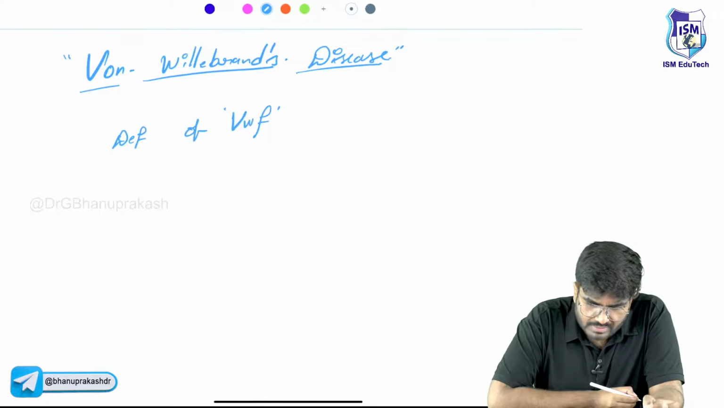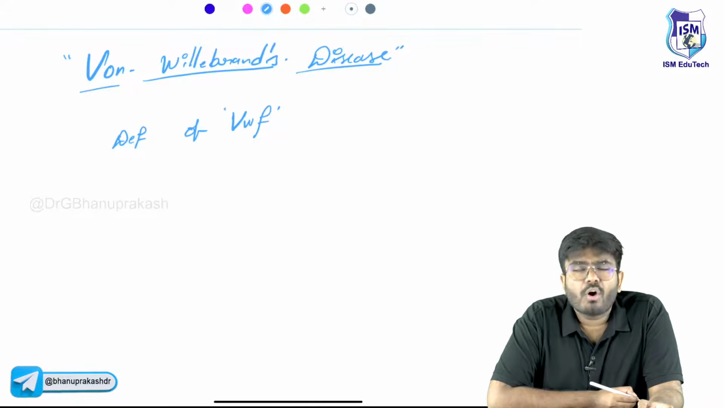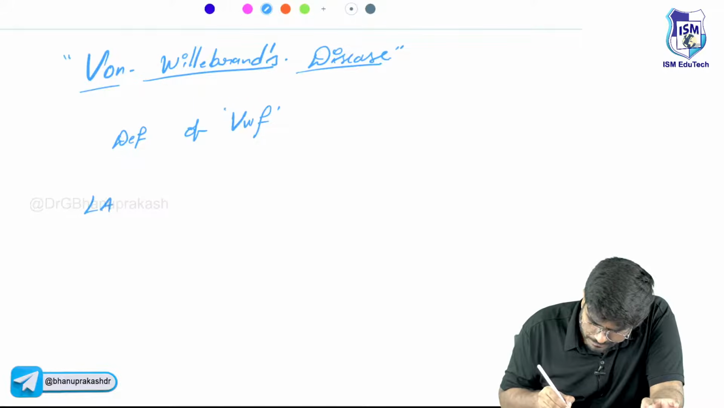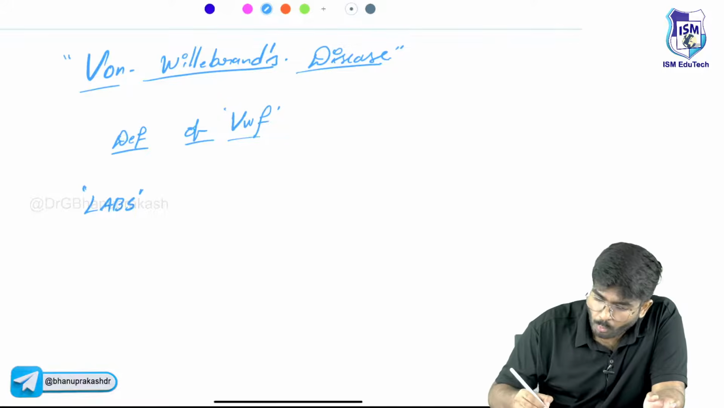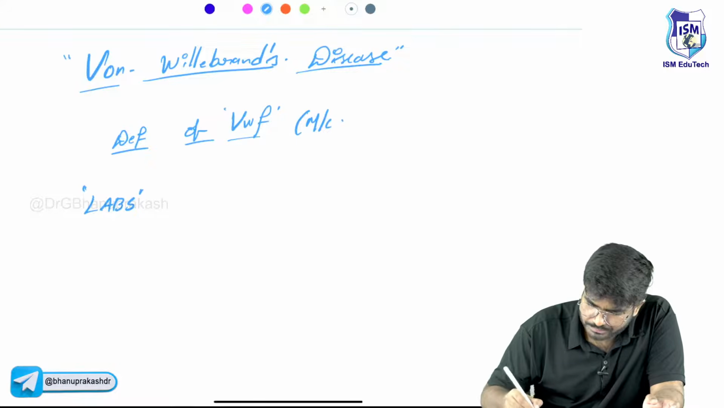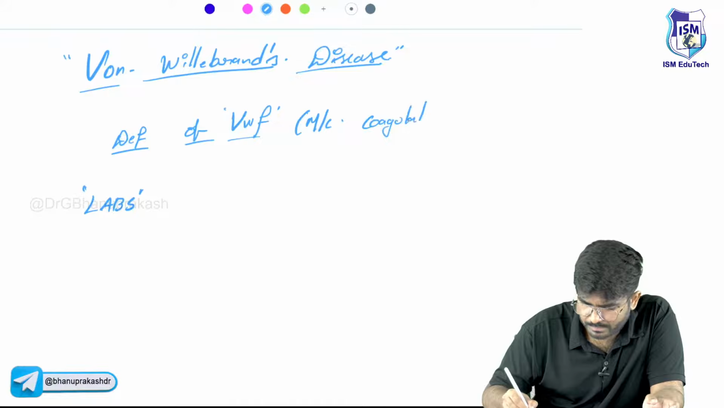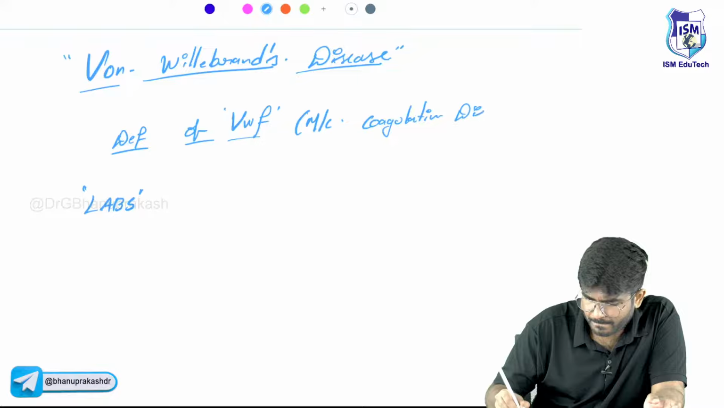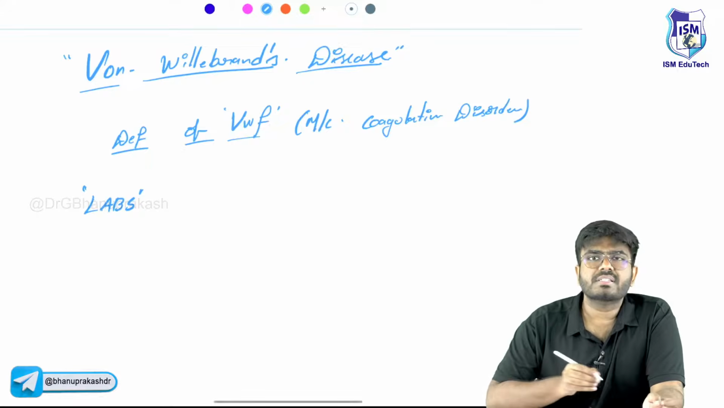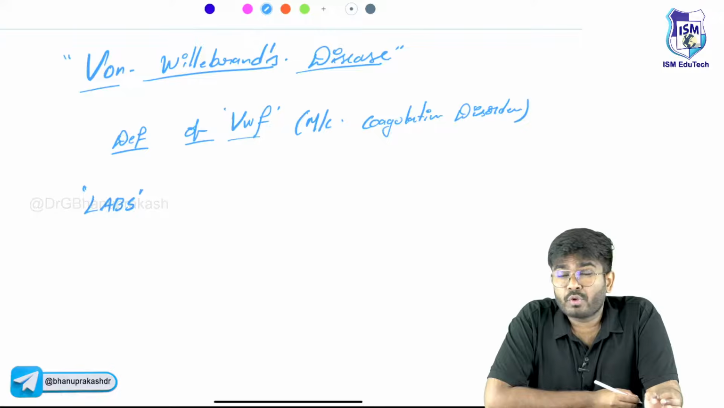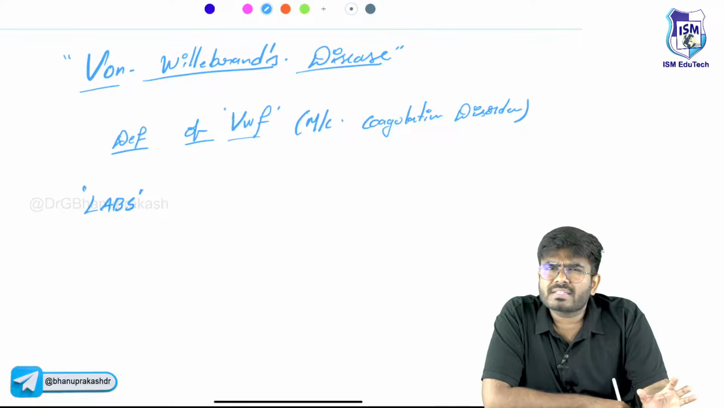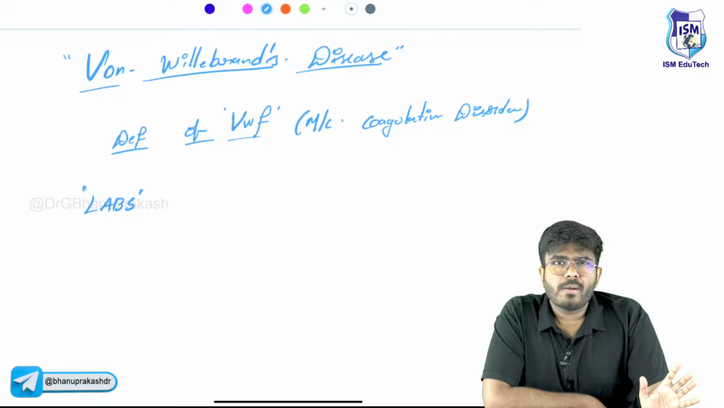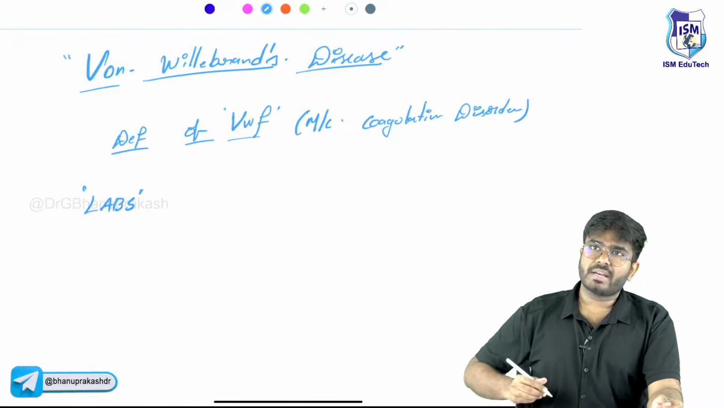Now if there is deficiency of Von Willebrand's factor, how are the labs going to be? Before that, let me tell you one thing. This Von Willebrand disease is the most common clotting disorder. Some students will have a doubt: sir, why are we discussing this in clotting disorders? Why haven't we discussed it in the platelet defects, like in primary hemostasis? Because Von Willebrand factor is involved in platelet adhesion, right?